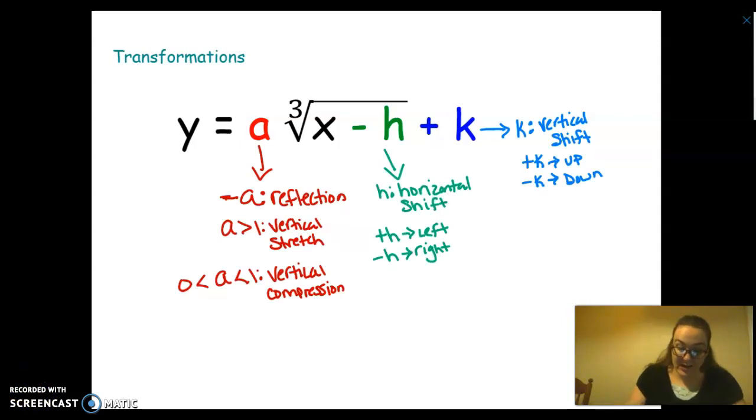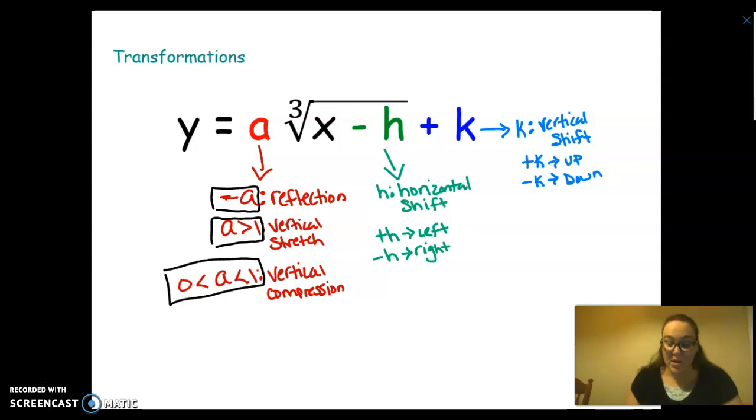When a is negative, there is a reflection. When the value of a is greater than 1, there is a vertical stretch. Okay, when a is between 0 and 1, there's a vertical compression by that amount. Horizontal shift here in h, I say the opposite of h for a reason. Okay, adding it means it's going to go left, subtracting means it's going to go right. Okay, this adding the k on the outside for the vertical shift means it's going to do exactly as it says. Adding k will move up, minusing k will move down.